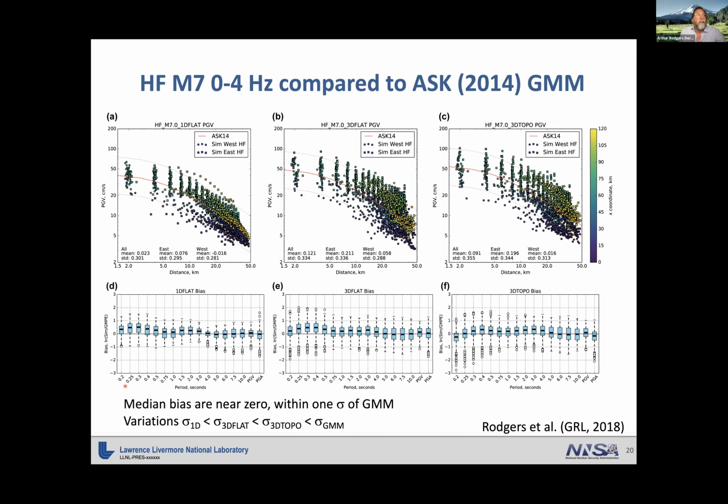From looking at spectral accelerations from 5 hertz or 0.2 seconds to 10-second periods, we see across this band the median values are close to 0 for all of the cases. And we see an increase in the variance as we go from 1D to 3D flat to 3D topography. But unfortunately, all of these cases have less variation than the within event variation that's seen in the ground motion model. So that remains a challenge to remedy.